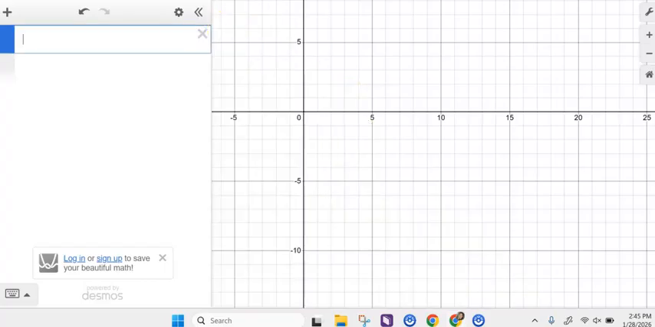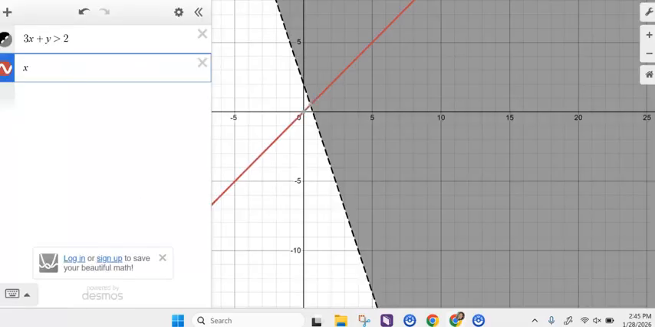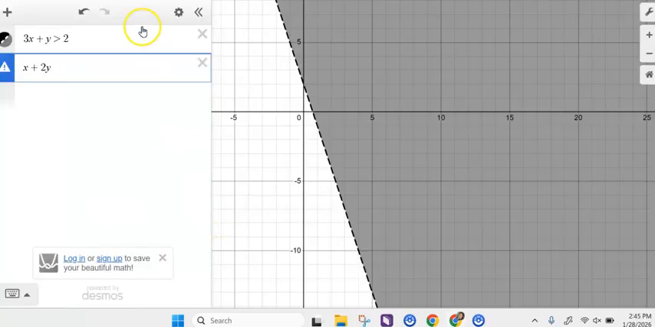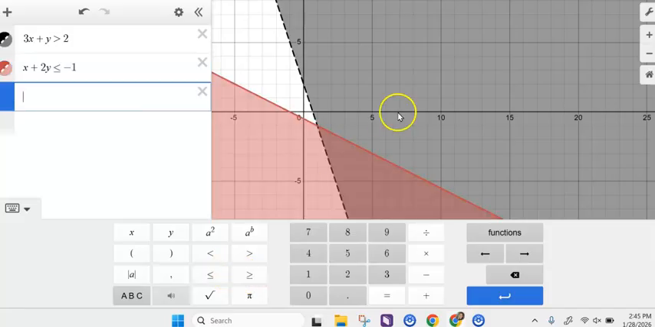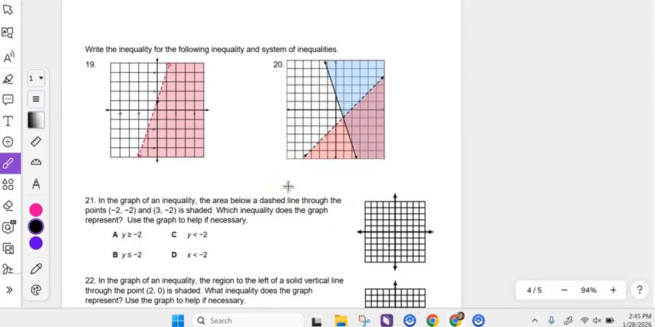Now if I do the systems, like 18 is 3x plus y is greater than 2, and then my second one is x plus 2y is less than or equal to -1. So here it's the double region. Wherever the two regions cross, the shaded region, that's where your solutions would be. Okay? All right, so moving along.